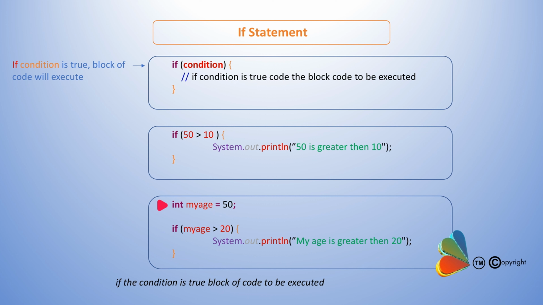Integer. Assign value of my age to 50. If my age have value greater than 20, then block of code to be executed. Print. My age is greater than 20.